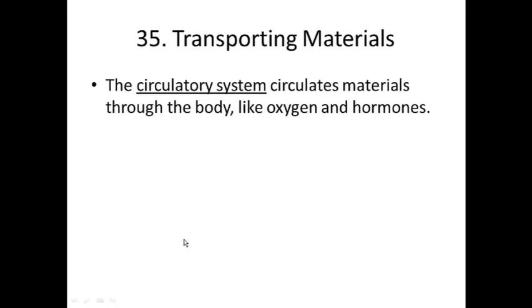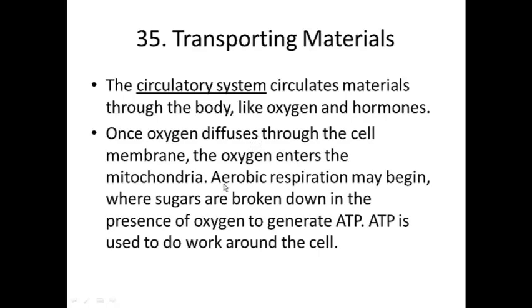The circulatory system circulates materials through the body, such as oxygen and hormones. In your case, this would be the blood. Once oxygen diffuses through a cell membrane, it can then enter the mitochondria, where aerobic respiration can begin to generate ATP. And ATP is used to do work; it's cellular energy.